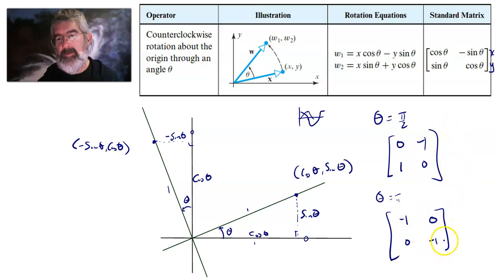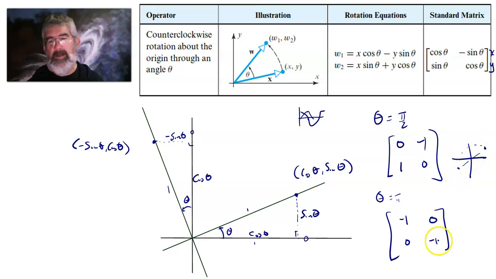Reflect across the x-axis, reflect across the y-axis. Sure enough, every point x, y, when you rotate it 180 degrees, when you rotate it by pi, is going to end up exactly on the other side of the origin from where it started. Okay, so that's that one right there.